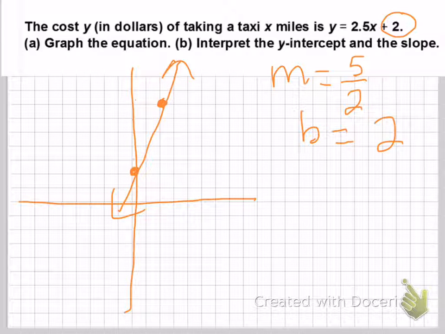So now I have to interpret the y-intercept and the slope. So we're talking about taking a taxi how many miles. So the plus 2 is saying no matter what, you have to pay $2 to take the taxi. So that's interpreting the y-intercept. My slope is 2.5, and that's taking the taxi x miles. So it's going to cost $2.50 per mile. So $2 to get into the taxi represents your y-intercept, and it's going to cost $2.50 per mile. That's interpreting the slope and the y-intercept.